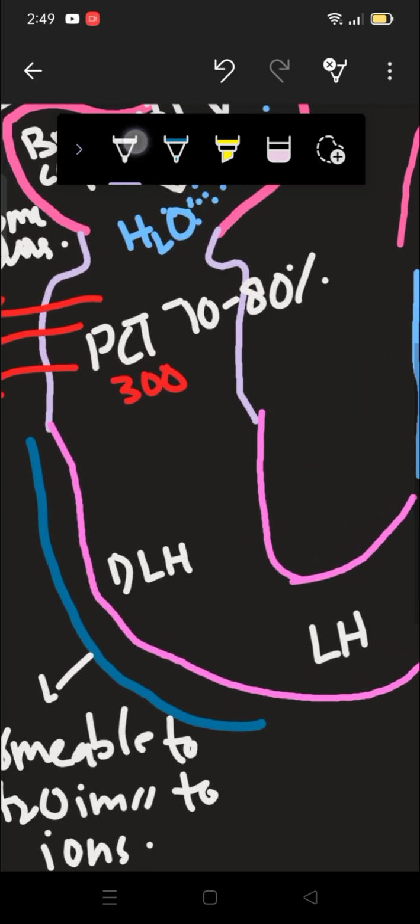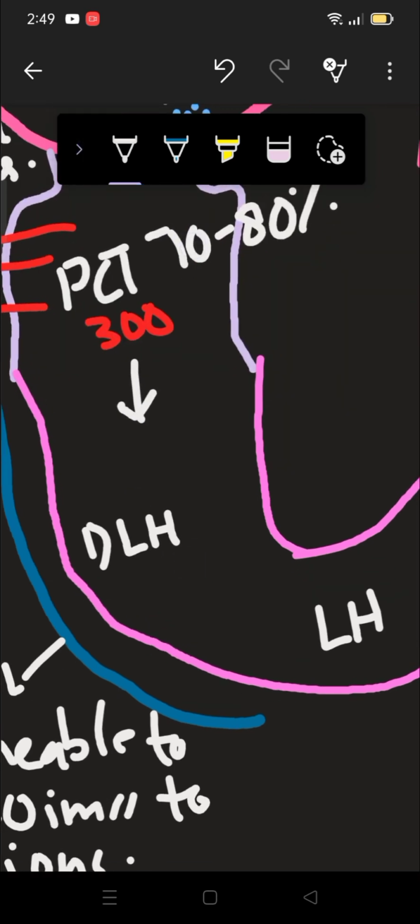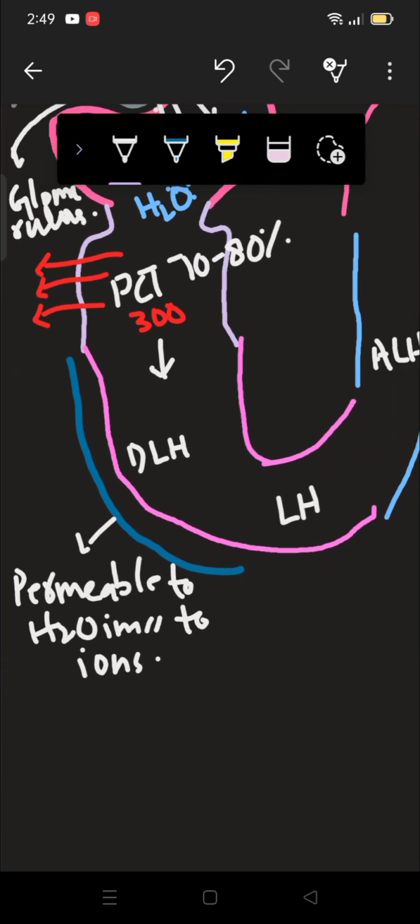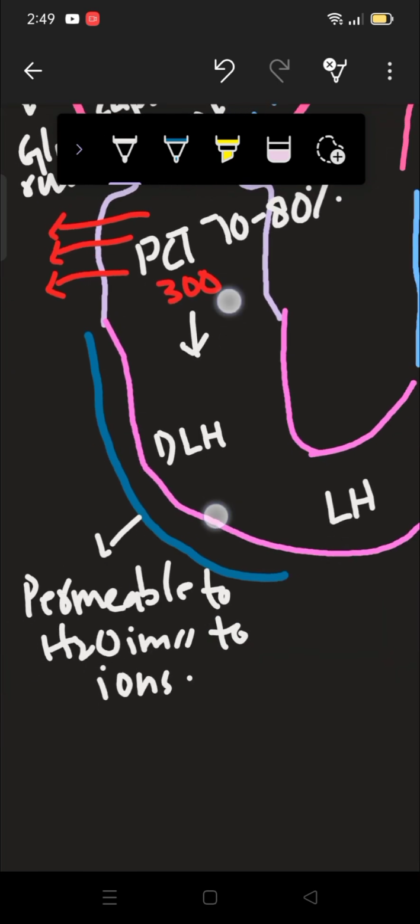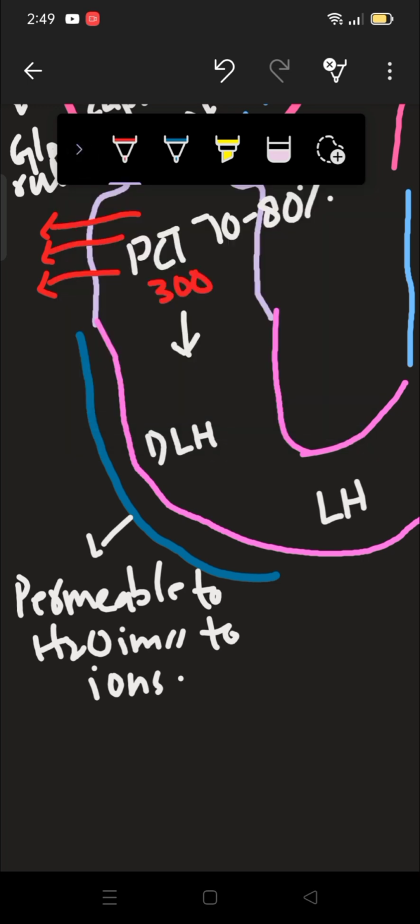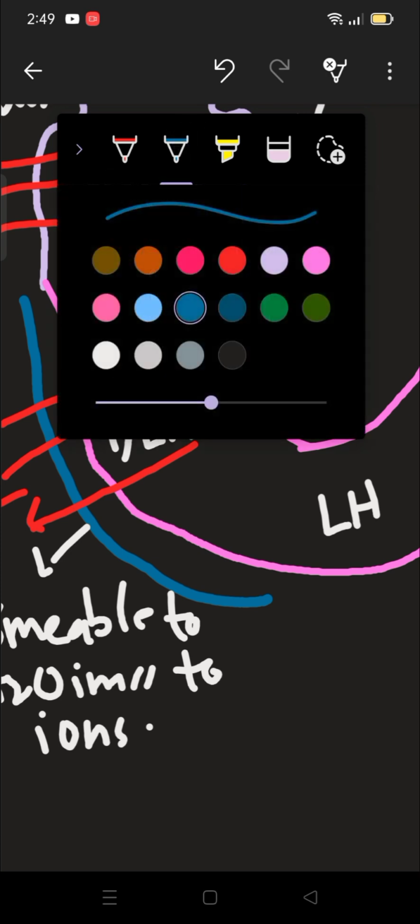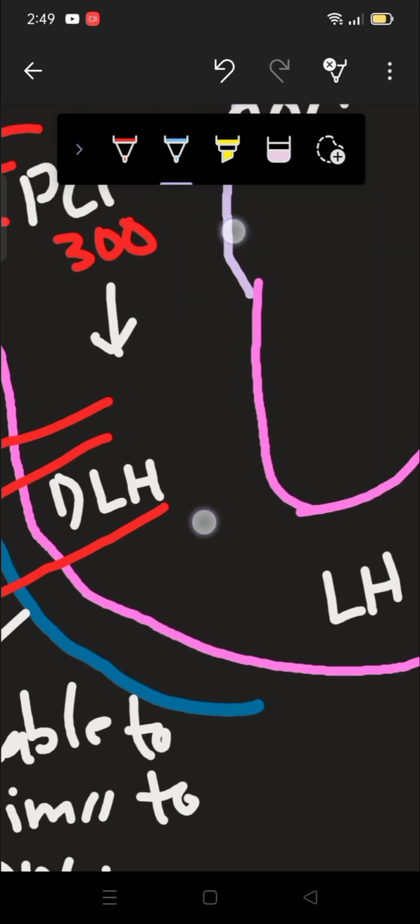Now this water would go down to the descending loop of Henle. We know that the descending loop of Henle is permeable to the water, but it is impermeable to the ions. So from here the water will go out. If water goes out, the concentration of ions will be higher here.